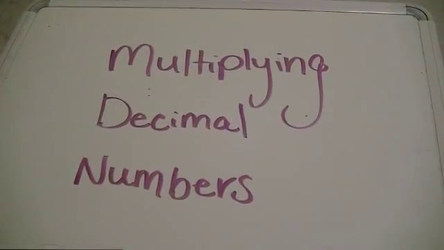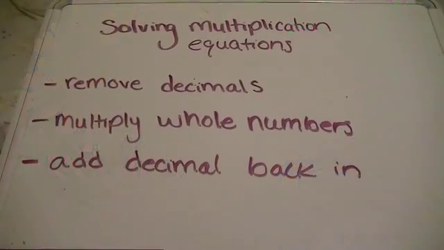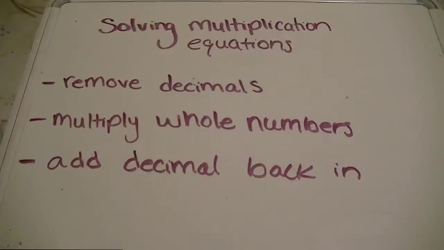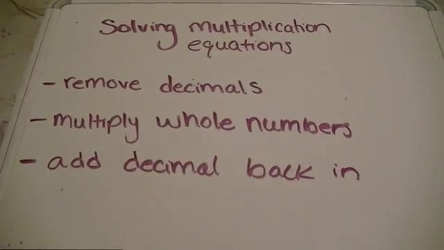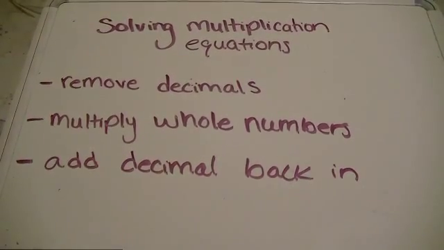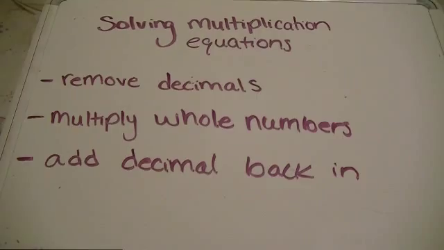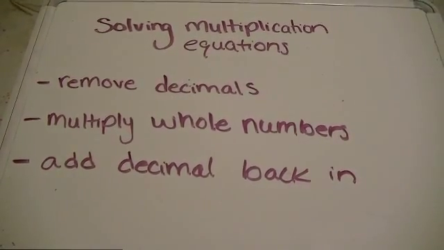So today we are going to talk about multiplying decimal numbers. To solve a multiplication equation with decimal numbers in it, we know that we remove the decimals from our multiplicand and our multiplier to get whole numbers to work with. Once we solve the equation, we can add the number of decimal places from the multiplicand and the multiplier to get how many decimal places are in our product.